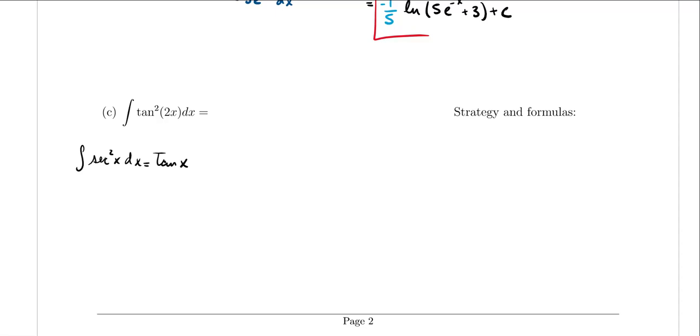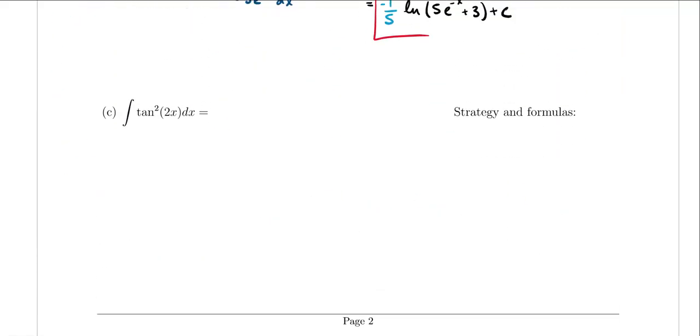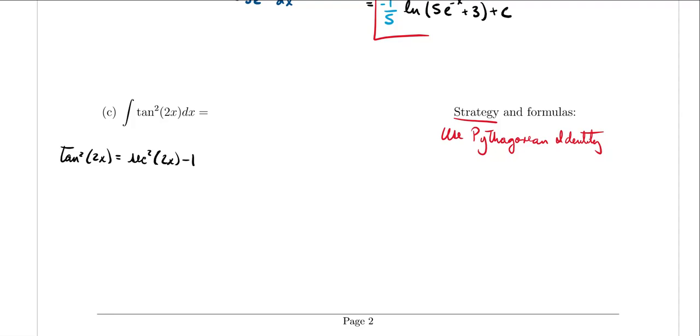But can we maybe have a secant squared though? Well, you might recall here that we were just discussing the Pythagorean identities, and we saw here that there is indeed a relationship between tangent squared and secant squared, because you get to see here that tangent squared is really just the secant squared minus 1. So I'm going to go ahead and use the Pythagorean identity, and that will be the strategy. Alright, so using the Pythagorean identity, we have here that tangent squared of 2x is equal to the secant squared of 2x minus 1. Okay, so rewriting our integral then, we're going to have the integral of secant squared of 2x dx minus 1 dx.